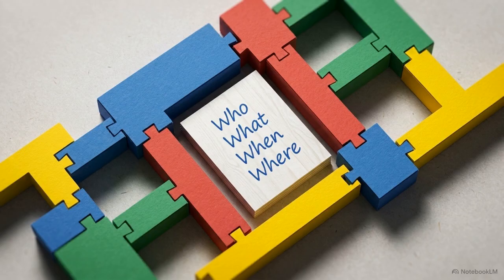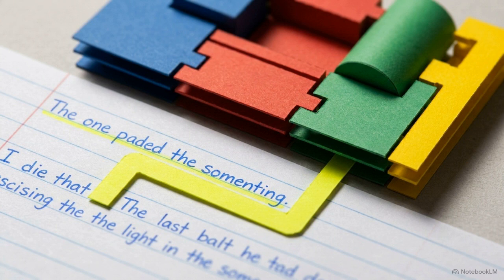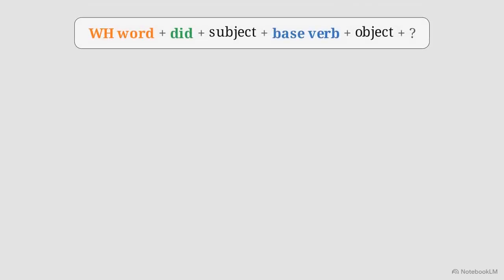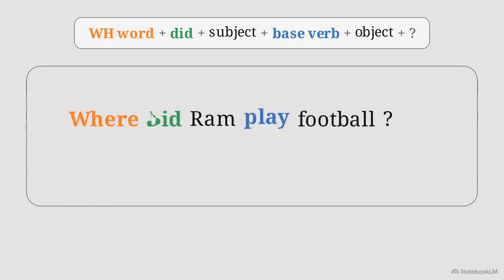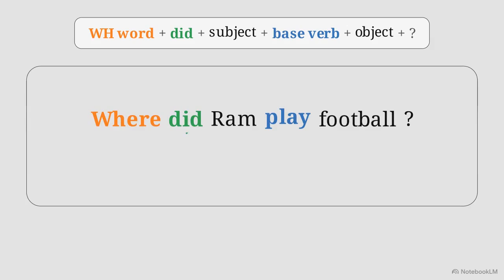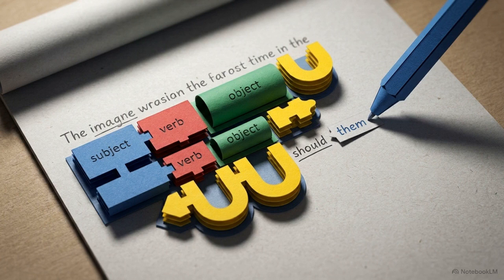Our third conversion is the WH question. This process is highly efficient because it builds directly on top of the yes-no structure you just wrote. Select a WH word, like who, what, when, or where, and attach it to the front of your existing formula. Add where to the beginning, push the rest of the sentence to the right, and you have, where did Ram play football? Our fourth conversion is the question tag.